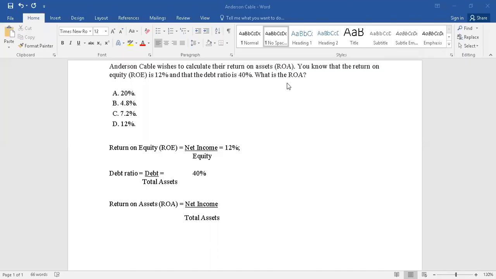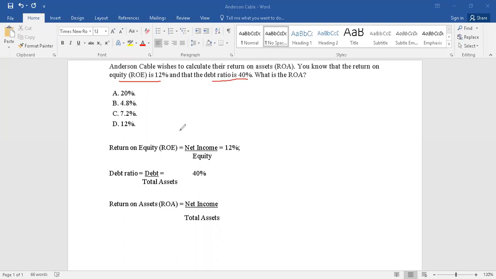There's a question here on the screen. Anderson Cable wishes to calculate the return on assets, ROA. You know that the return on equity is 12% and the debt ratio is 40%. What is the ROA? We see that there are two details given to us. One is ROE is equal to 12%. The second information is debt ratio is 40%.